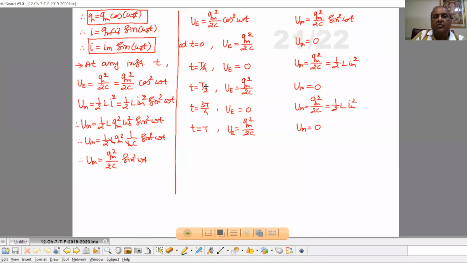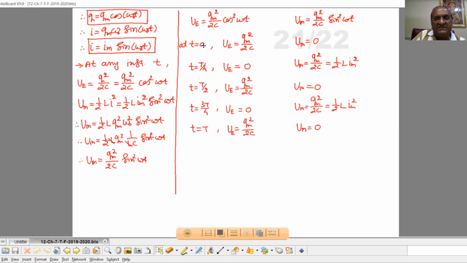Then at time t equal to capital T by 2. Again, if we substitute t equal to T by 2 by taking omega equal to 2 pi by T, you will get the total energy in the form of electric energy, and at that time magnetic energy will be 0. Again at 3T by 4, electric energy will be 0 and the total energy will be in the form of magnetic energy. And at time t equal to capital T, again we will get the total energy in the form of electrical energy.